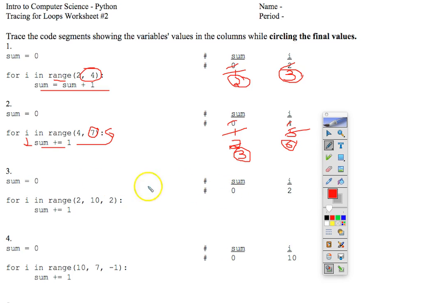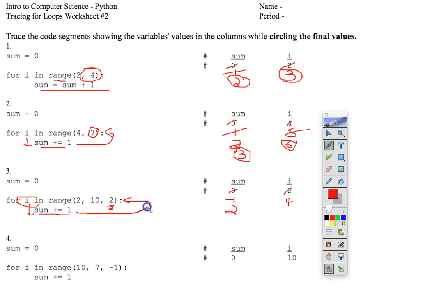Sum is 0, good. I begins at 2. Sum plus equals 1 causes this to have 1 added to it. We loop back up to the top. But instead of adding 1 to I, like we did in these other problems, because of this optional third number here in the parentheses, that's the step amount. So we add 2 to the loop variable I, bringing it to 4. And because 4 is not up to 10 yet, we go through the loop, and we add 1 to sum.